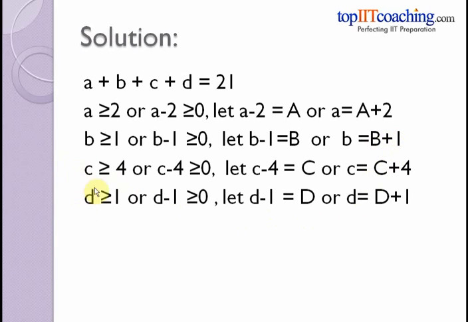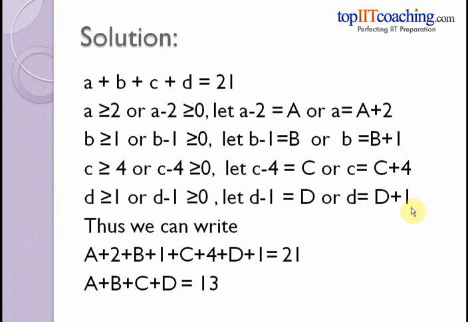Similarly, for C and D we can write small c is equal to capital C plus 4 and small d is equal to capital D plus 1. So what we do is we substitute the values of a, b, c and d in this equation. We get a plus 2 plus b plus 1 plus c plus 4 plus d plus 1 is equal to 21, or a plus b plus c plus d is equal to 13.